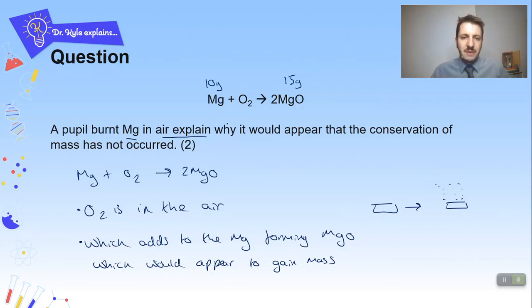Now you have to remember, if you're burning it in air, you're not going to be weighing the oxygen. And so in this scenario, you're going to have 5 grams of oxygen, but you wouldn't know that because the mass is coming from the air. And so therefore, because O2 is in the air, which adds to the magnesium forming magnesium oxide, it would appear that the magnesium would be gaining mass, forming magnesium oxide.